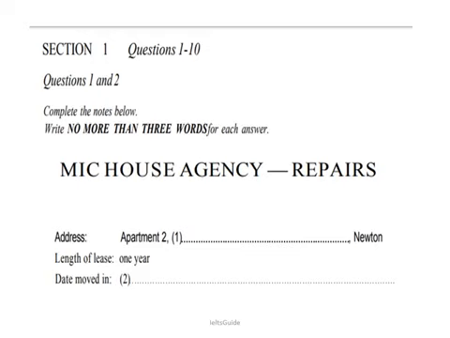Good morning, MIC House Agency. Good morning. I'm ringing about the problems I've been having with my apartment. Yes, of course. If I can just take a few details first. What's your name? Paul Smiley. How do you spell that? Smiley. Paul's surname is Smiley, so Smiley has been written in the box.